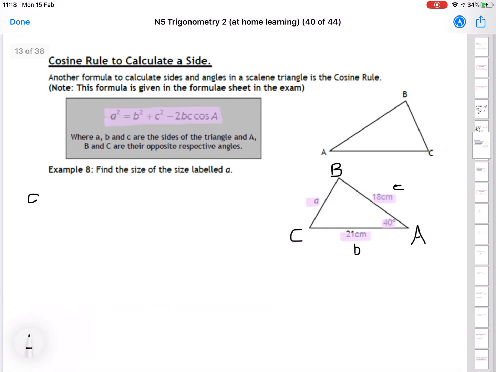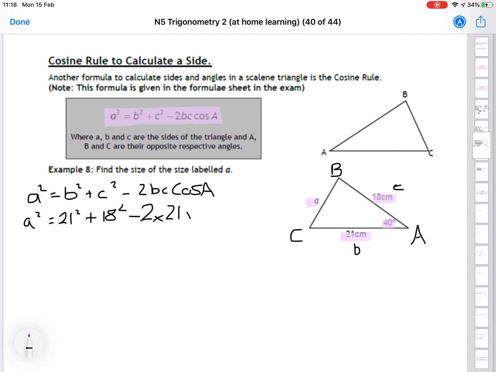So let's start filling this in. We have a squared equals b squared plus c squared minus 2bc cos A. Our small letter b is 21, so we've got 21 squared. Small letter c is 18, so plus 18 squared, minus 2 times 21 times 18, and then our angle A is 40, so times cos of 40. So this would be calculator, obviously, because we have to do that cos function.